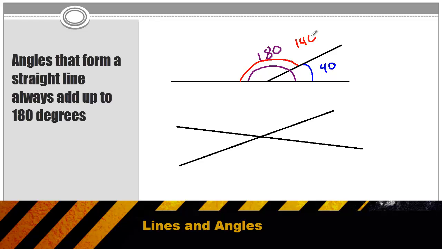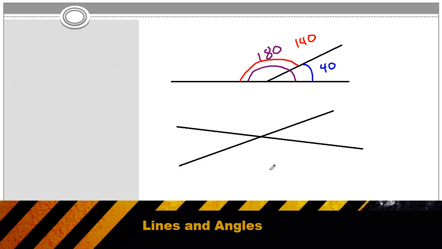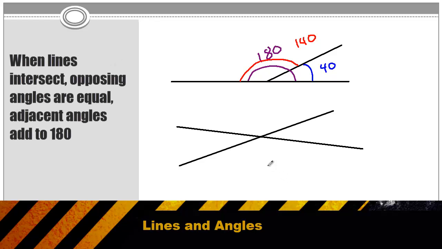be 140 degrees. When two lines intersect in the shape of an X, they will form what's known as adjacent and vertical angles. Vertical angles are angles that are on opposite sides of each other, and they are always equal. So in this case, if the angle on the left is 30 degrees, the angle on the right is also 30 degrees. Adjacent angles are angles that are next to each other, and they always form a straight line.